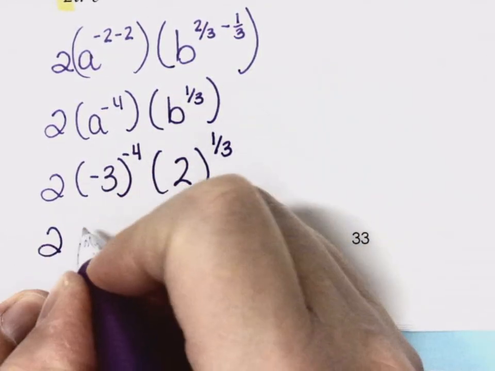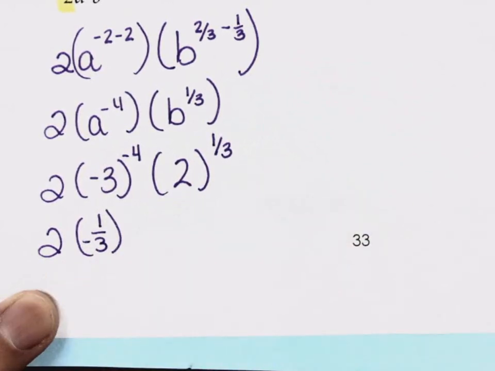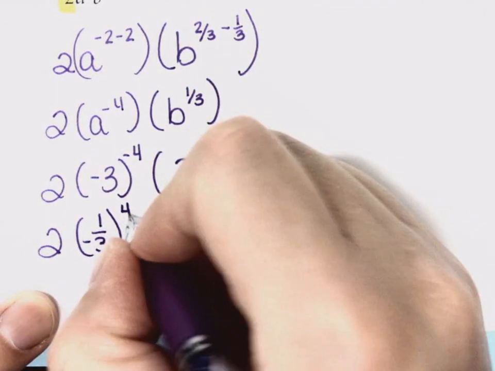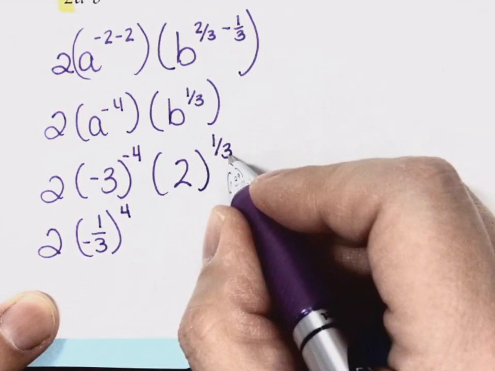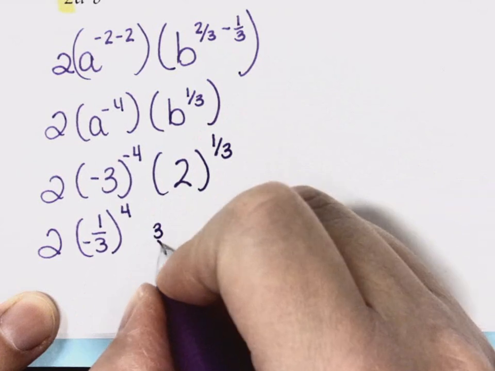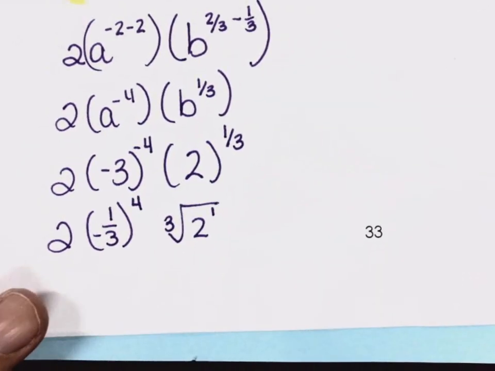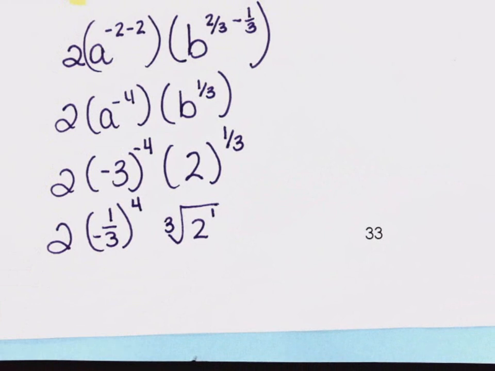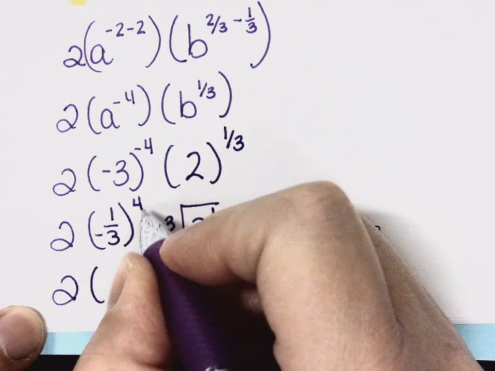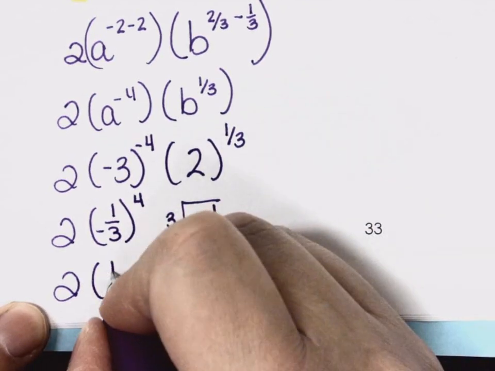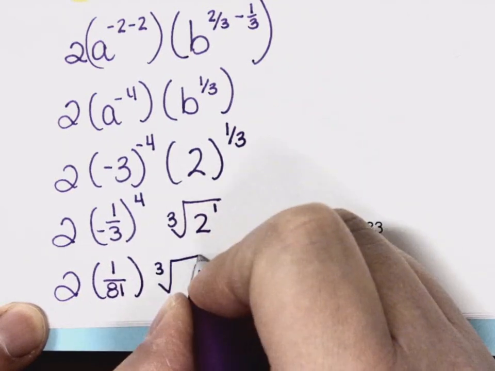Okay, so we've got 2 to the exponent negative 1/3, because that tells me to flip it, and that's all to the exponent 4. And we know that this means that 2 has an exponent of 1, but a root of 3. It's going to be the cube root of 2 to the exponent 1. All right, 3 to the exponent 4 is 81. So we're going to have 2, and it's an even root, so this is going to change to positive. So it's going to be 81 cube root 2.